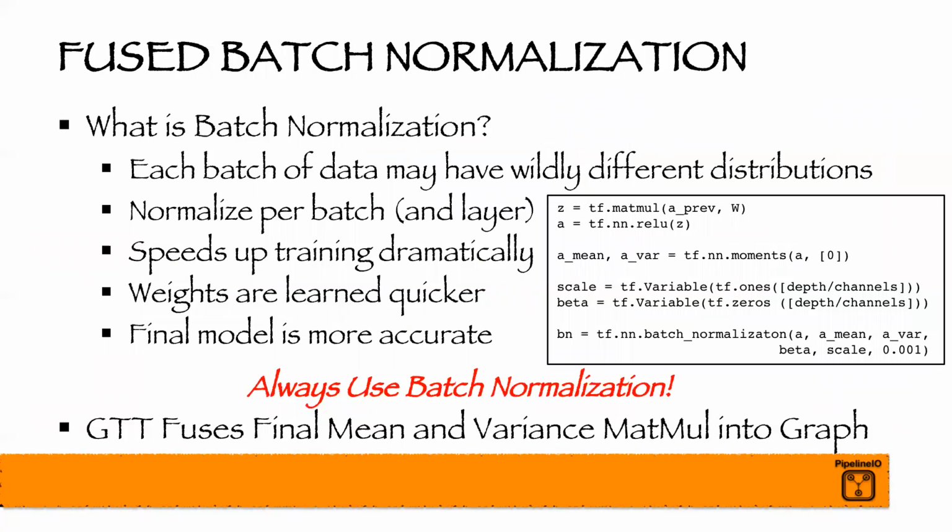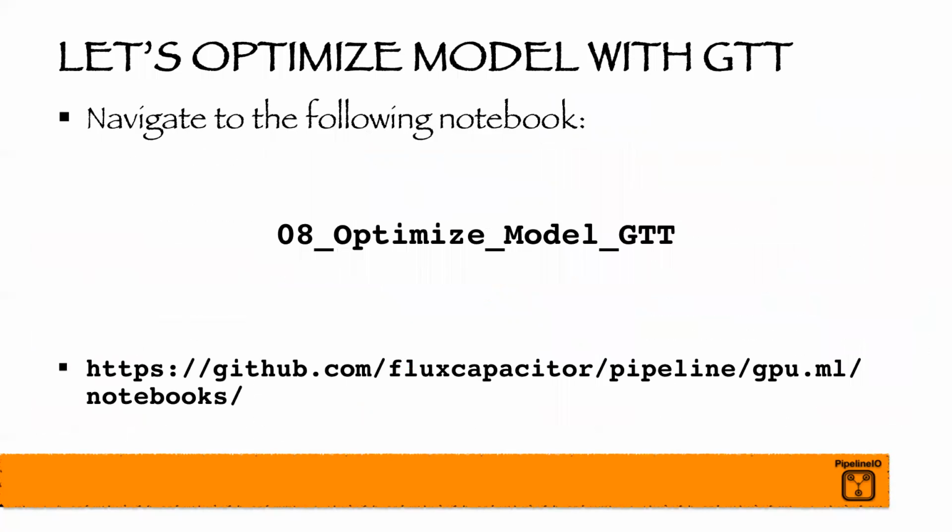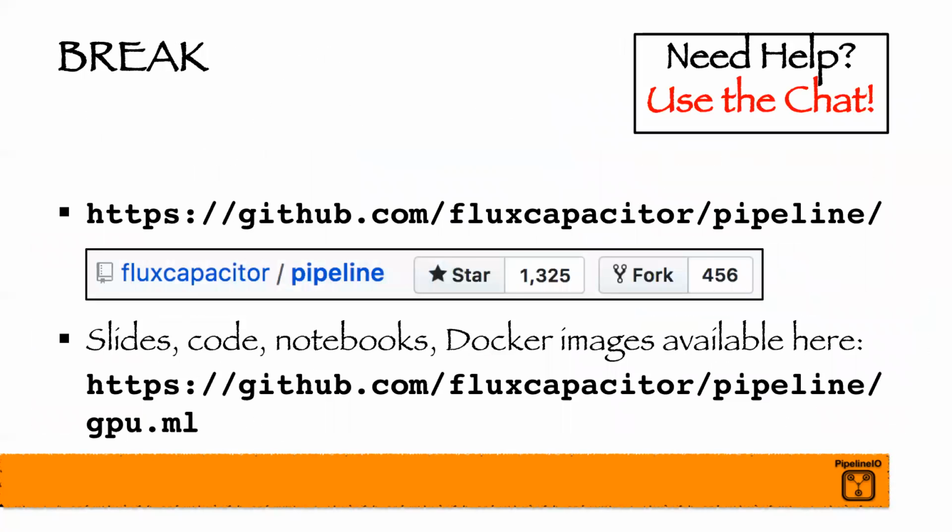And so the graph transform tool, this is a first class transformation here. It takes the final mean, final variance, and it sticks it in and pre-calculates all of the weights here.